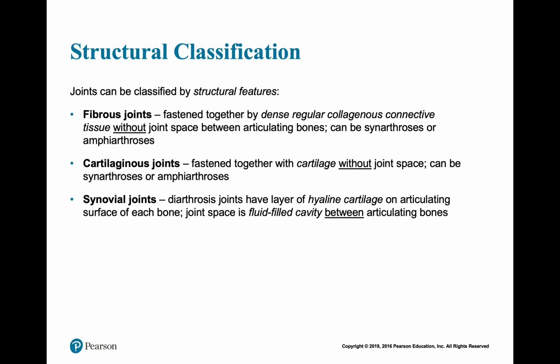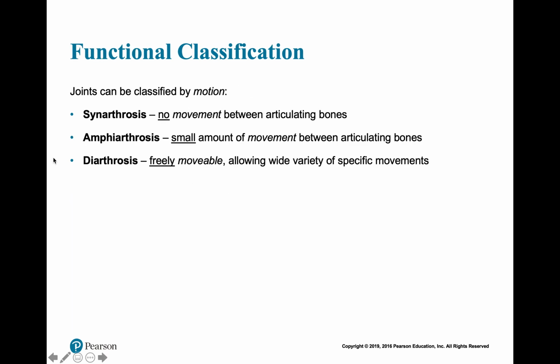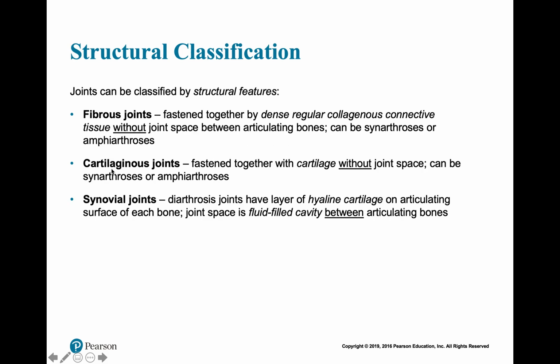Based on function. What type of movement? Does it allow no movement? Synarthrosis. A small amount of movement, amphiarthrosis. Or is it freely movable? That's a diarthrosis. Or I could ask you to classify a specific joint based on its structure, and it would be one of three answers.